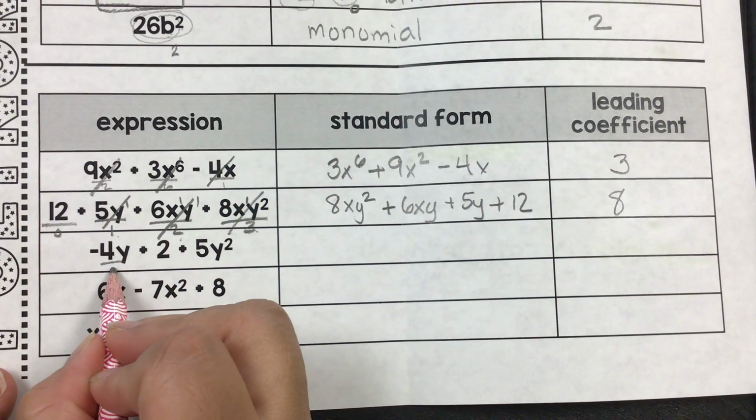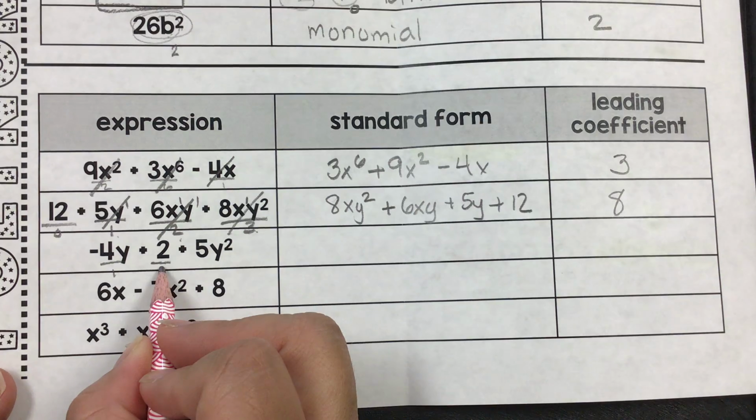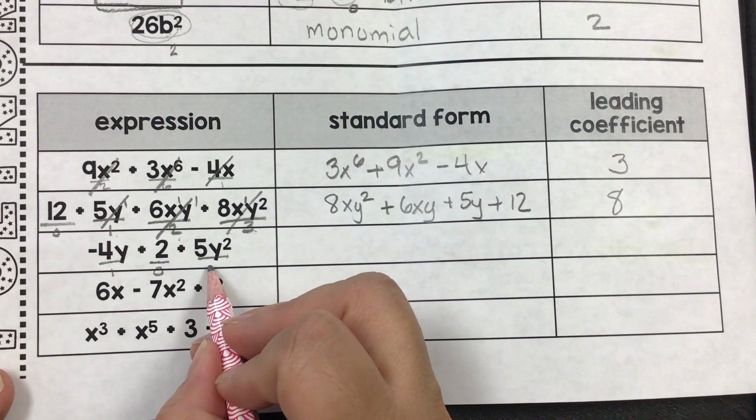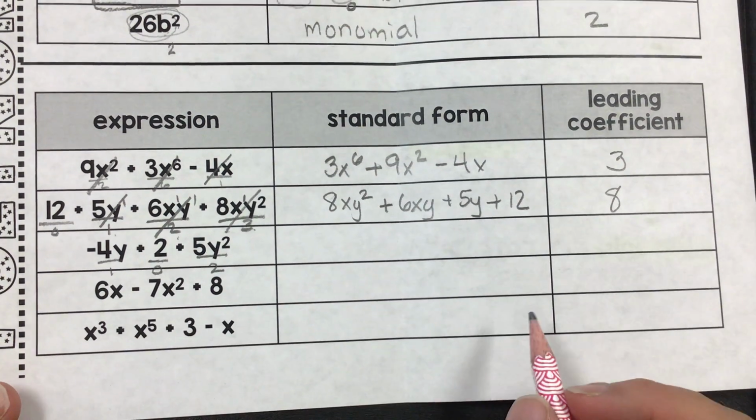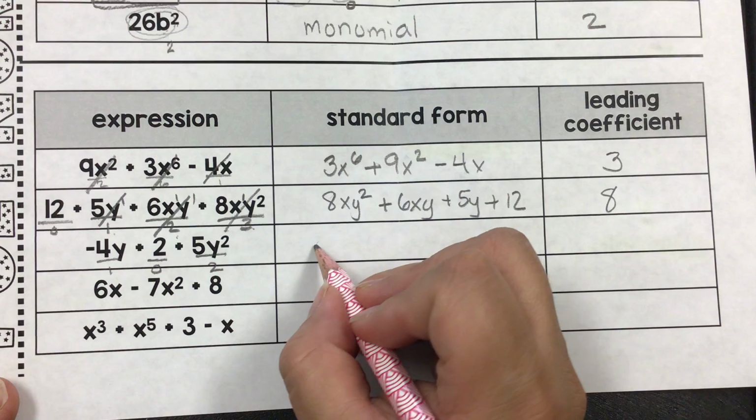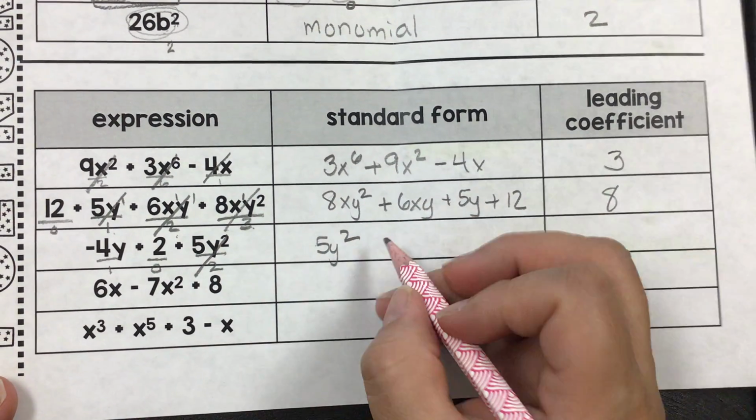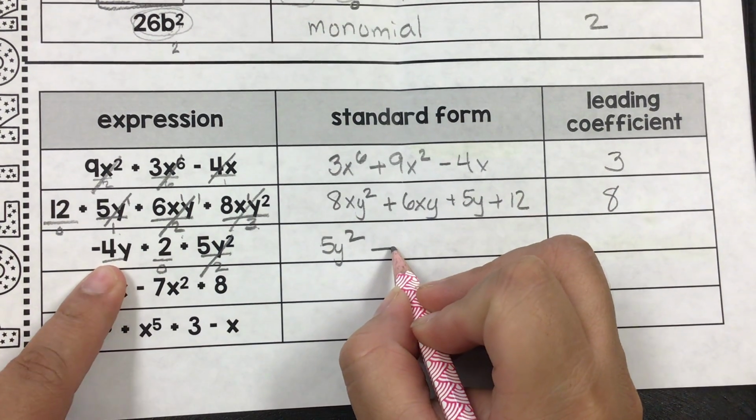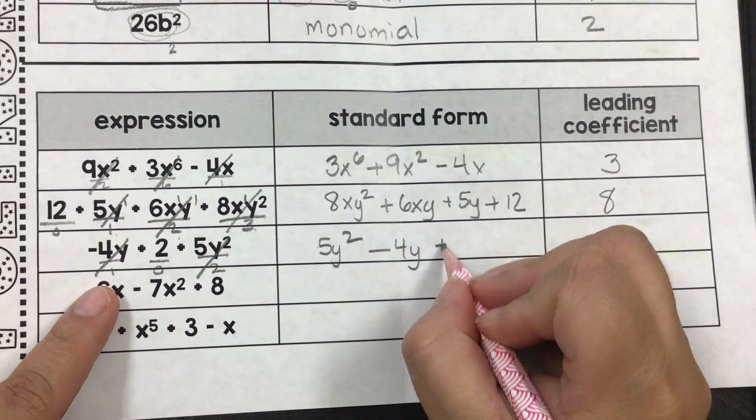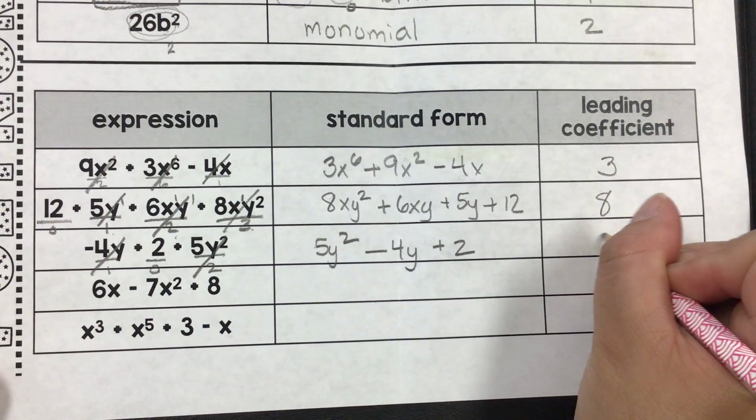This has a degree of 1, a degree of 0, and a degree of 2. Making the standard form 5y squared, because it has the highest degree, minus, because it was a negative, 4y, and then plus 2. Making the leading coefficient 5.